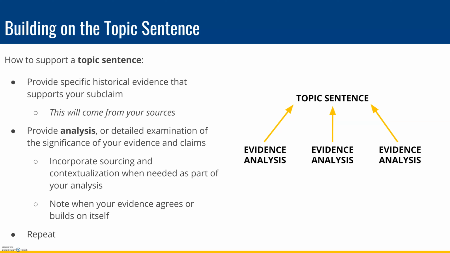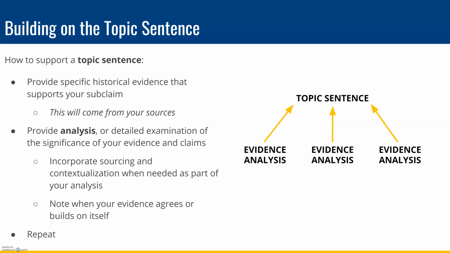So when we think about supporting that topic sentence, this is the basic structure. You provide that topic sentence itself. Again, take a look back at that video. You bring in that specific historical evidence that supports your claim. You provide analysis or that detailed explanation of the significance of your evidence and claim. And again, incorporate sourcing and contextualization as needed. And then note also, when does your evidence agree with each other? Do certain aspects of different documents agree?